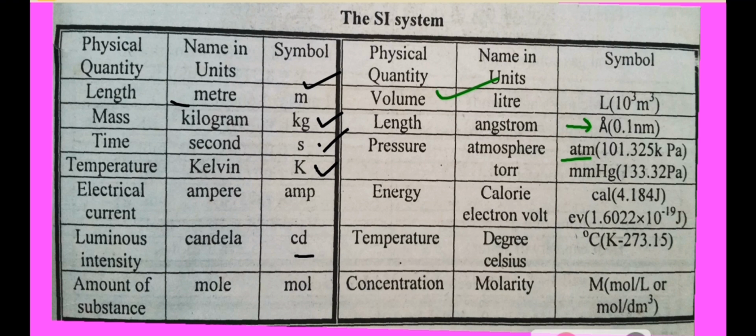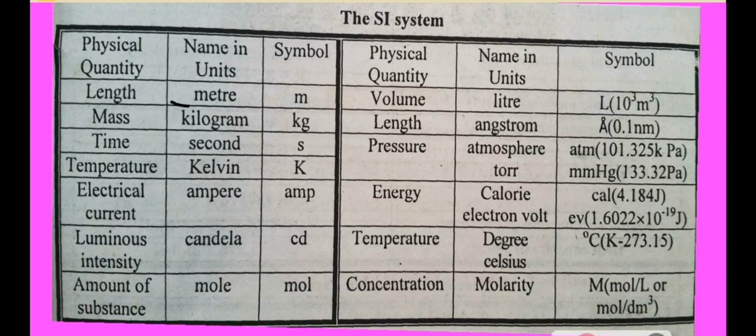Energy is also measured in electron volt. It is represented by symbol EV, and 1 electron volt is equal to 1.6022 multiplied by 10 raised to power minus 19 joule.